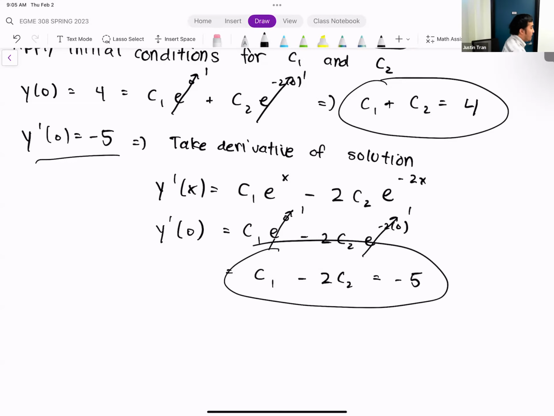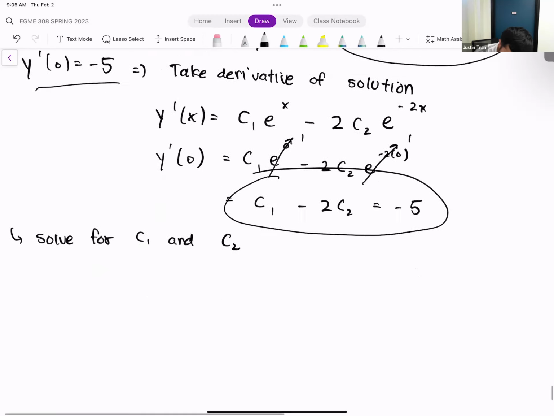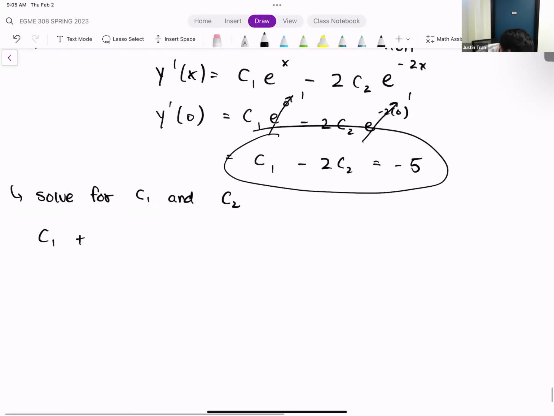All right, any questions on how we obtain these two equations here? Okay, so now let's go ahead and solve these two equations for C1, C2. And so you can do this many different ways, and I'm not particular about the way that you choose.